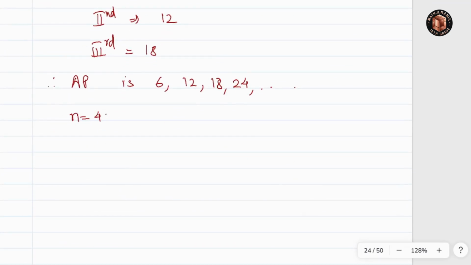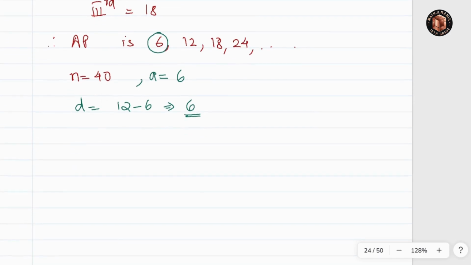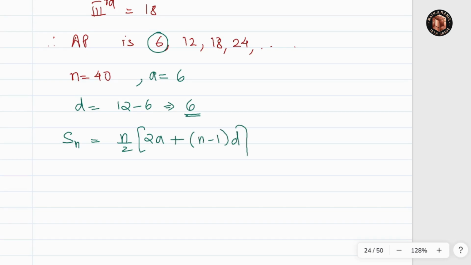N equal to 40 and a equal to what? A equal to 6. Therefore, d equal to what? 12 minus 6, which is equal to 6. Now, we got n equal to 40, a equal to 6 and d equal to 6. Now, we have to find the sum. Therefore, Sn equal to what? N by 2 into 2a plus n minus 1 into d.